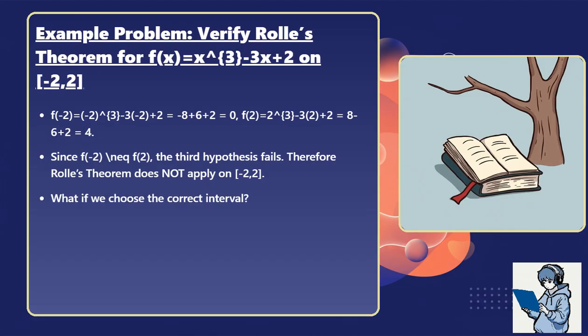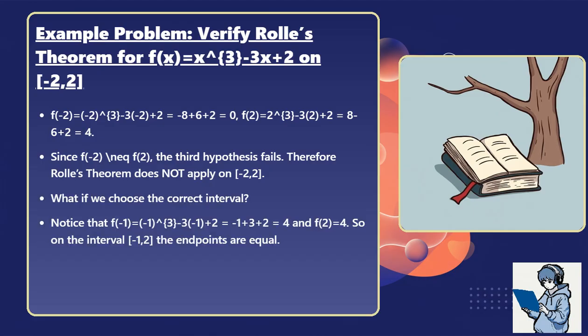What if we choose the correct interval? Notice that f of negative 1 equals negative 1 cubed minus 3 times negative 1 plus 2 equals negative 1 plus 3 plus 2 equals 4, and f of 2 equals 4. So on the interval negative 1 to 2, the endpoints are equal. Verify continuity and differentiability, still true.